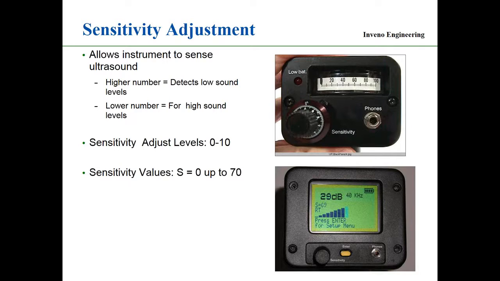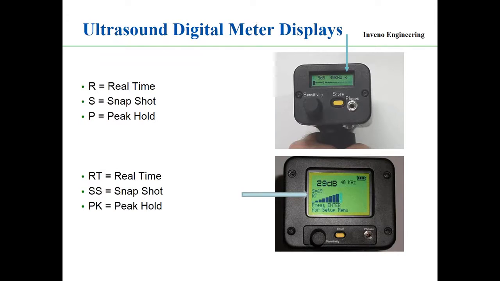The sensitivity values can be 0 to 10. The sensitivity values can be 0 to 70, depending on the instrument that you're using. The other thing is that on these units you can have real-time, snapshot and peak hold, which are the ability to look at the peaks or just a snapshot or real-time. For testing valves, we always want to be in real-time mode.